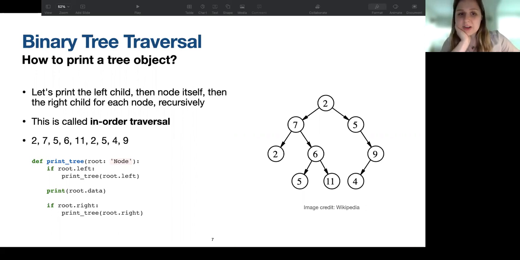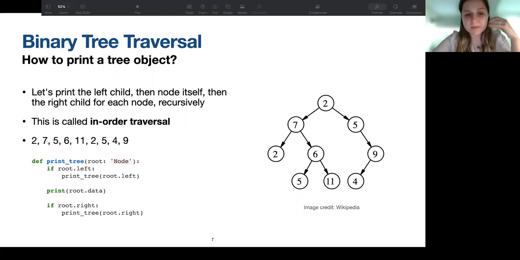So this is called in-order traversal, because if you think about it, what we're doing is for each node, first we print everything that's to the left of this node, then we print the key of this node itself, and then we print everything that's to the right side of this node. So it's a very nice and simple recursive program. As you see, there is a little snippet of code here which does exactly this traversal.